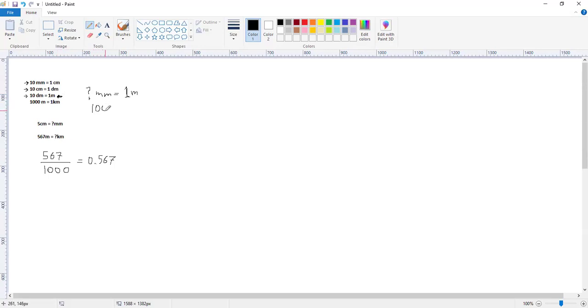All right. So we want to push this further. If 1,000 millimeters make 1 meter, now the next question I'm going to ask is how many centimeters would we find in 1 kilometer?